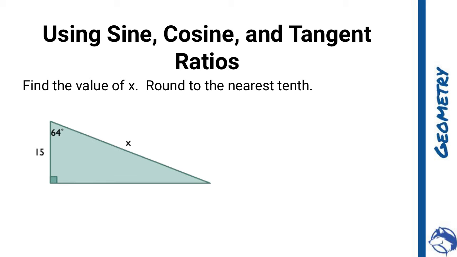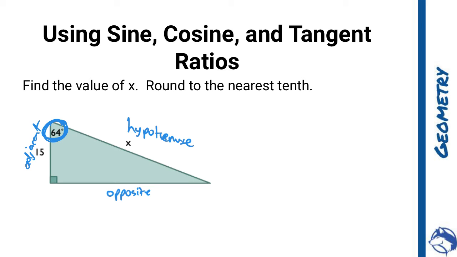So on this one, I have to figure out what I'm going to use first. I need to use sine, cosine, or tangent, that ratio, to figure out this missing side. So I always like to circle my angle, and then I start to label everything else. The one that it doesn't touch is my opposite. The one across from the 90 degrees is my hypotenuse, which means that this last one is my adjacent.